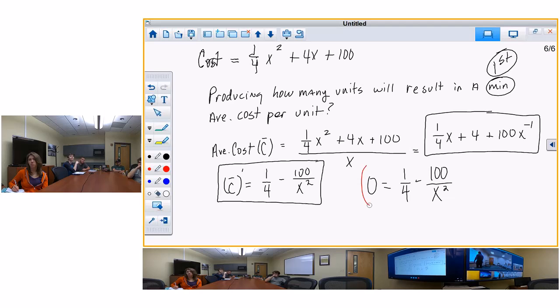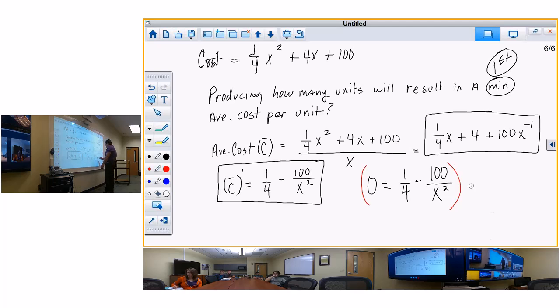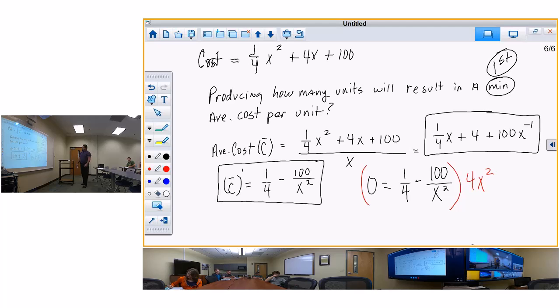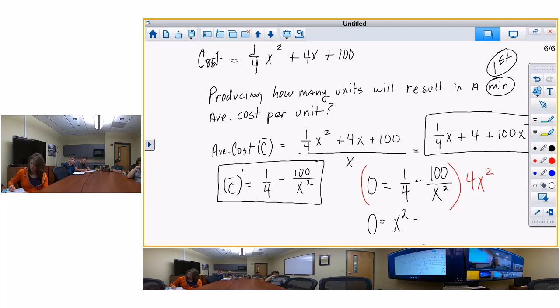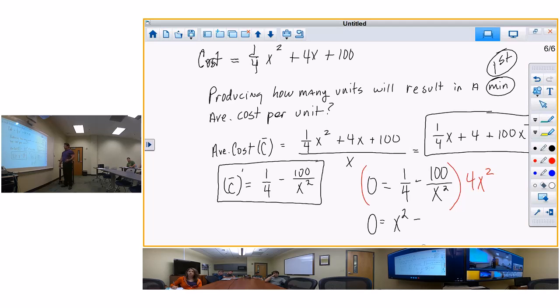That means I want y'all to interact with me when I ask a question. Some of you should know that the common denominator is 4x squared. So multiply by 4x squared, you're going to get 0 is equal to what? Well, 4x squared divided by 4 is what? Thank you for the interaction. I appreciate it. 4x squared divided by x squared is 4 times 100 is what?